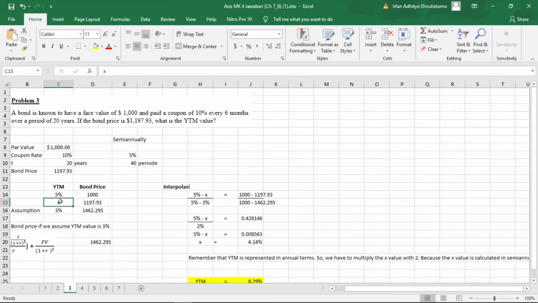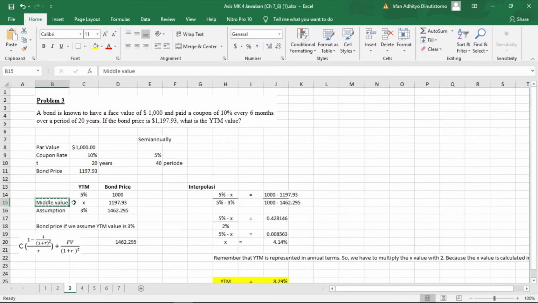So I'm assuming that you already have a hands-on grasp of the concept. The first one is that you have this middle value, right? You're going to find this middle value, and then the upper and the lower.